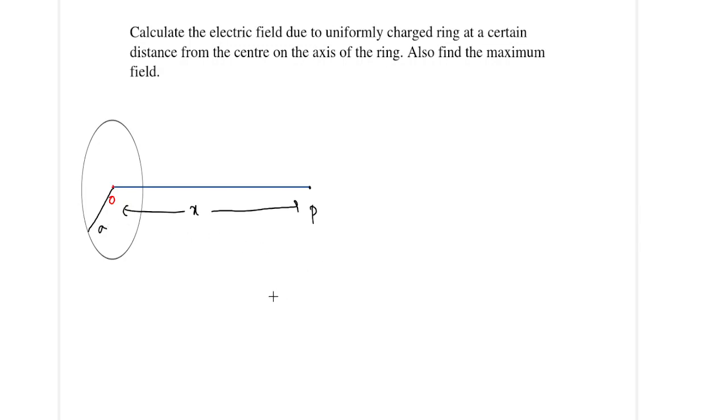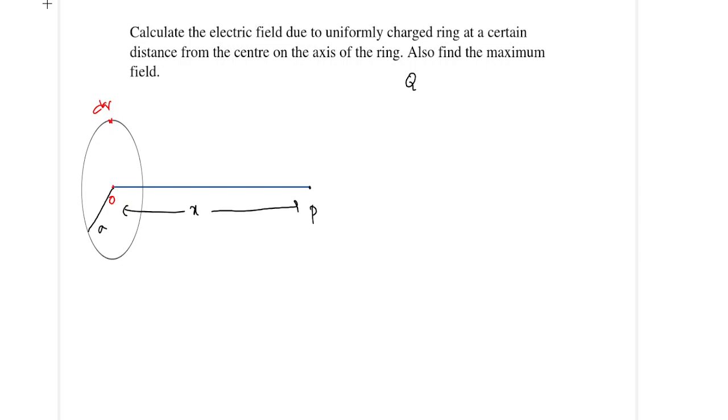So we need to find what is the field at this point P, and the ring is charged uniformly. Let the total charge on the ring be capital Q. Now since it has charge everywhere, we'll take a small part of the ring, a small element. Let the charge on this element be dq.